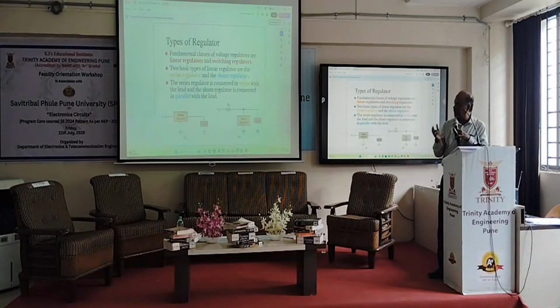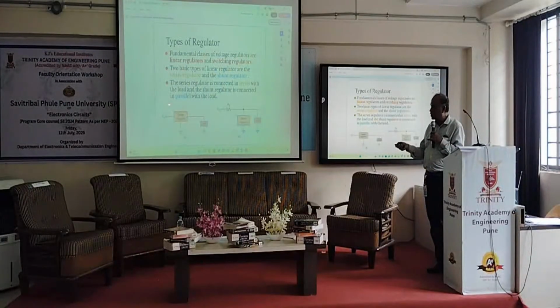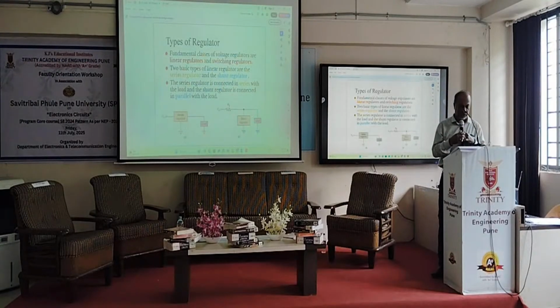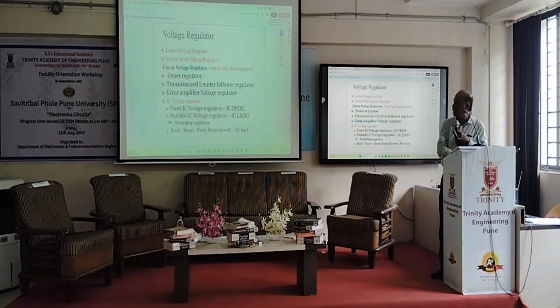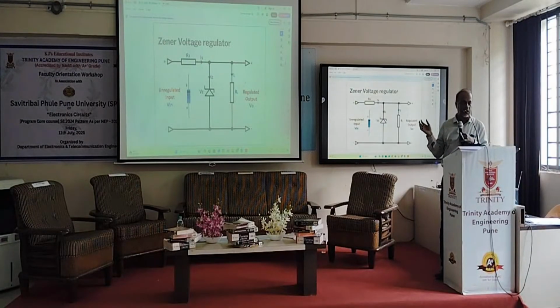And then we come to types of voltage regulators. Series, shunt. So the control element, which is a transistor again, is in series with the load, it is called a series regulator. If this control element transistor is in parallel with the load, then it is called a shunt regulator in that case. So linear and switch mode power supply. Again, what we saw, these are the different types of voltage regulator, linear and Zener voltage regulator.